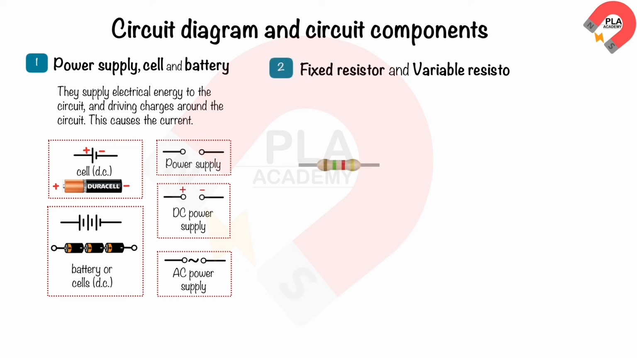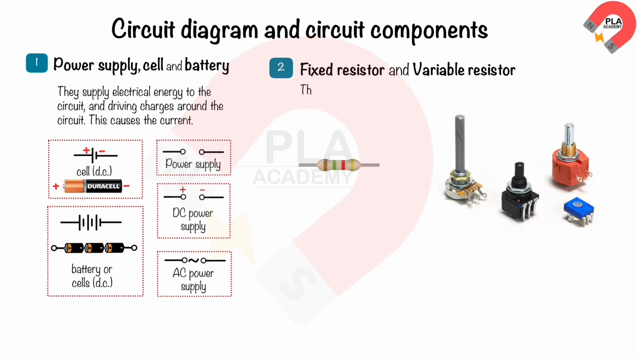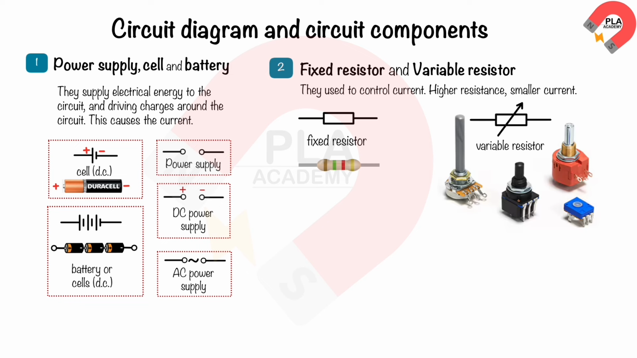Fixed resistor and variable resistor. They are used to control current. Higher resistance means lower current. This is the symbol of a fixed resistor. This is the symbol of a variable resistor.